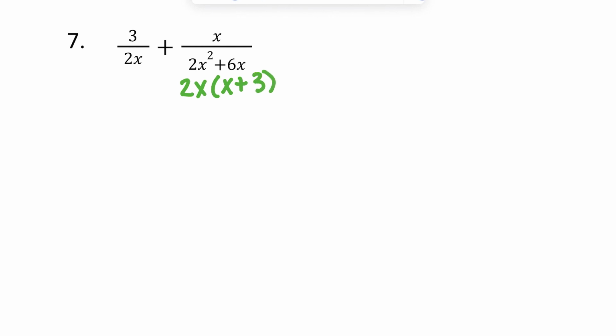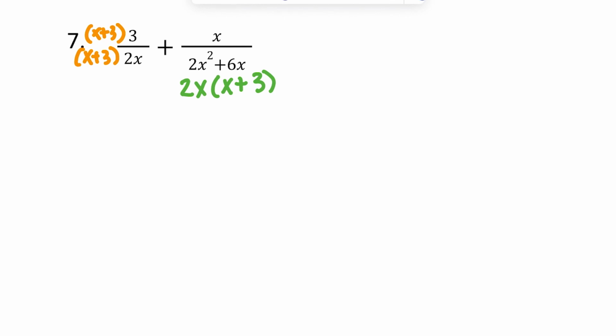Now, if I compare the denominators, they both have a 2x, but this one's missing the x plus 3 that this one has. So I'm going to multiply this first fraction by x plus 3. Remember, we have to do it to both the top and bottom.